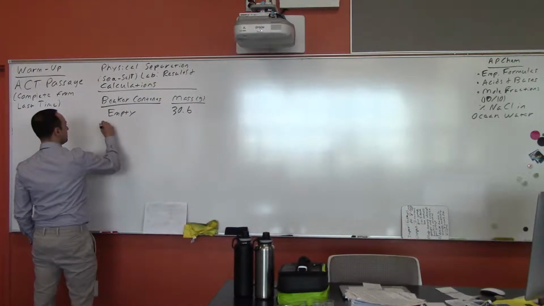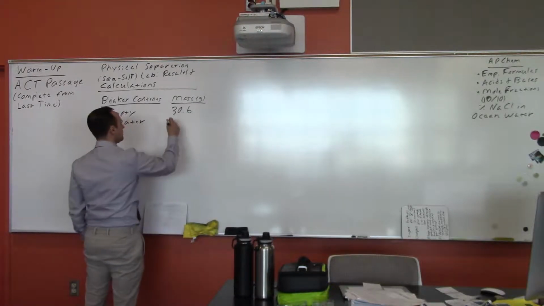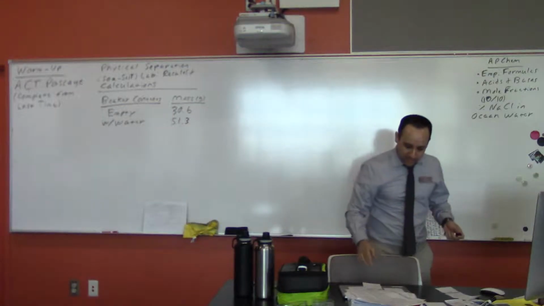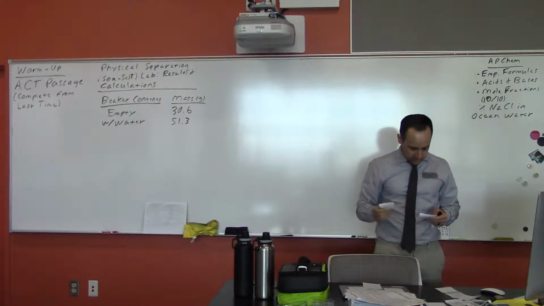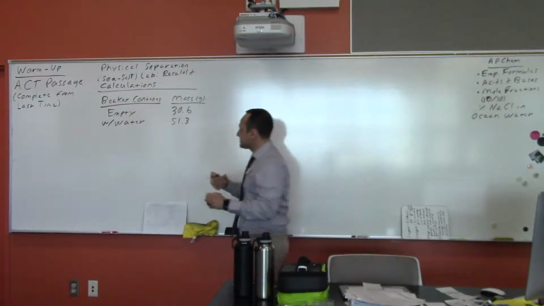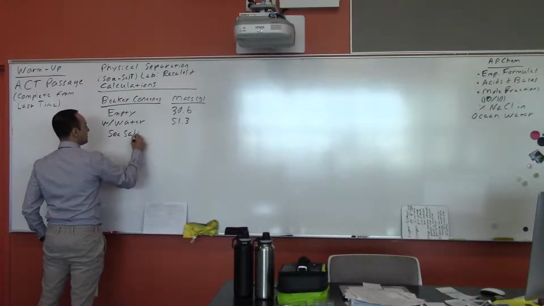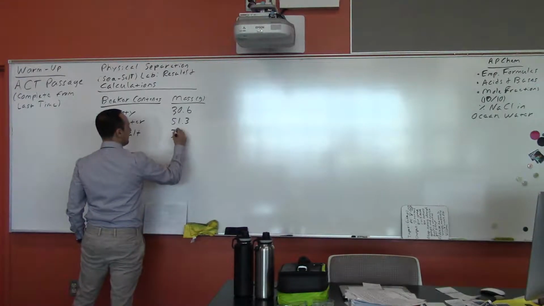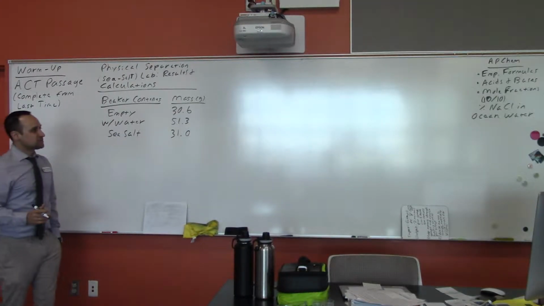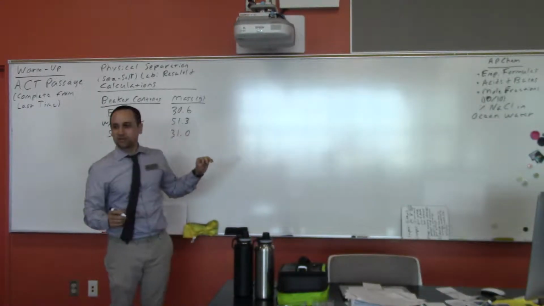And then with water, 51.3. Okay. And then I'm going to give everybody this result. So Elijah, your beaker was 31.0 grams with salt. Okay, so the salty beaker had a mass of 31.0 grams. All right, so now we're going to do our percent mass sodium chloride calculation.